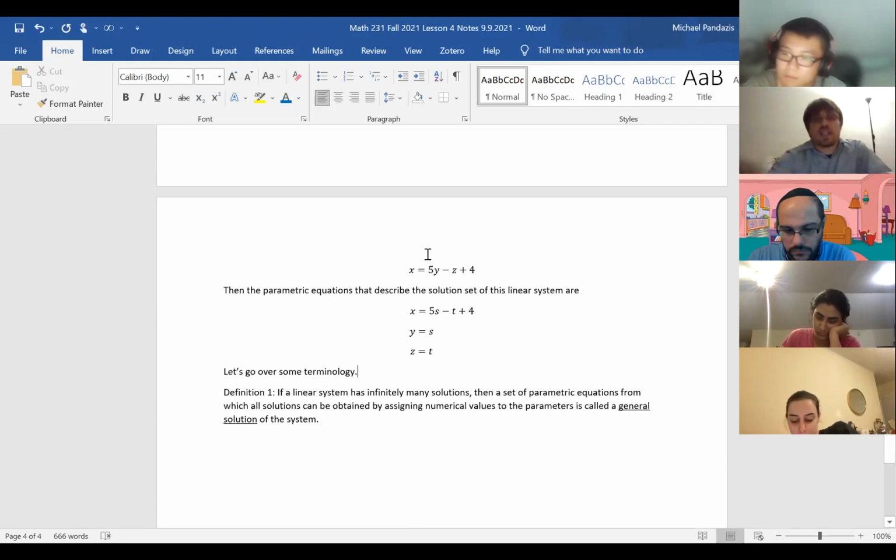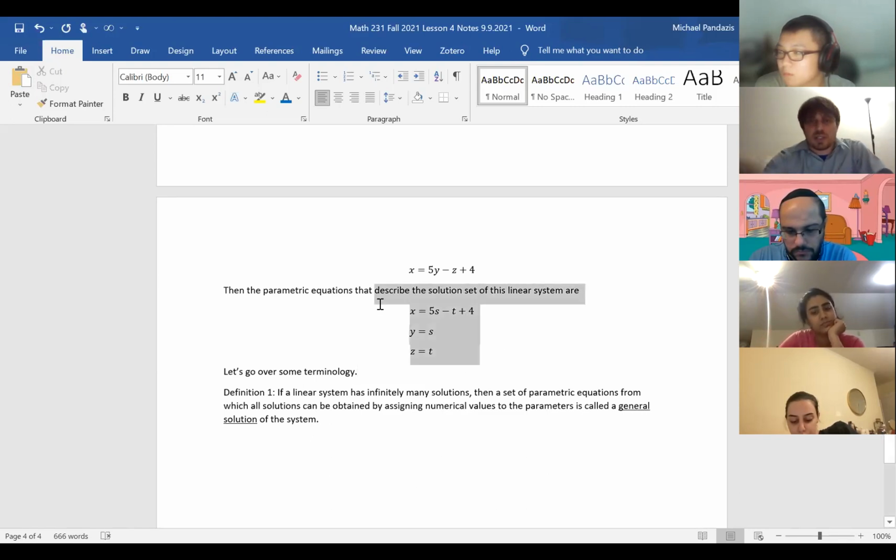Okay, so I can assign any values I want to s and t because they're parameters. Any real value I want. s could be the square root of pi, t could be the cube root of 3,000,000, and then you plug those values of s and t into x, y, z, and that would be another solution to the linear system. So there's infinitely many solutions because there's infinitely many choices for both s and t. And so there's infinitely many possibilities for what x, y, and z could be that satisfy these three equations.